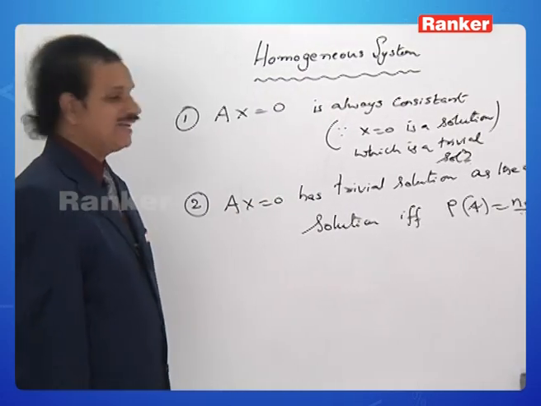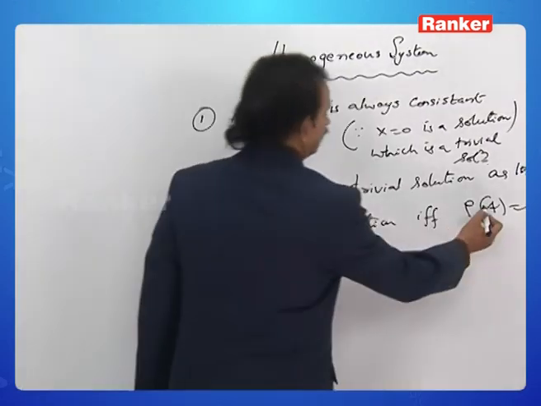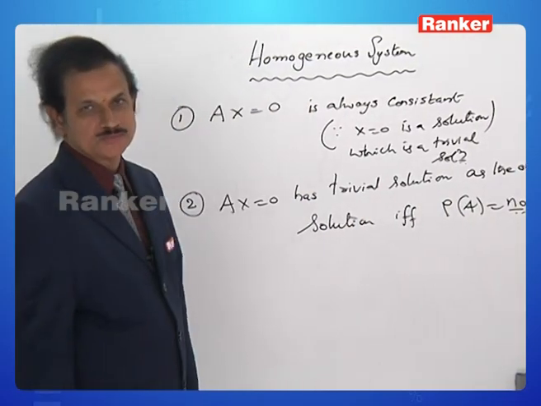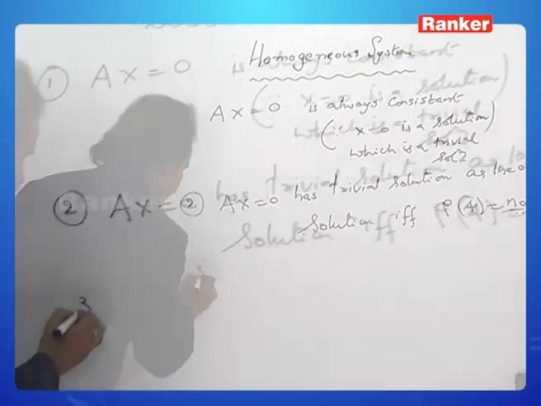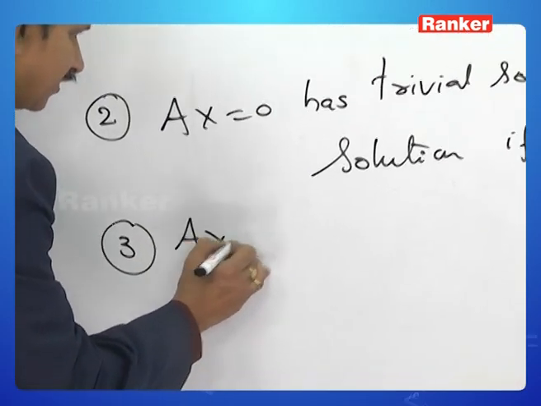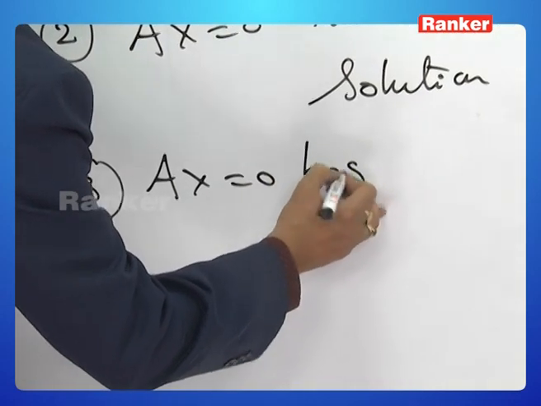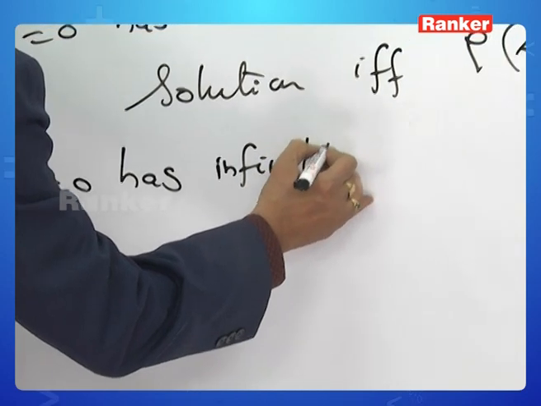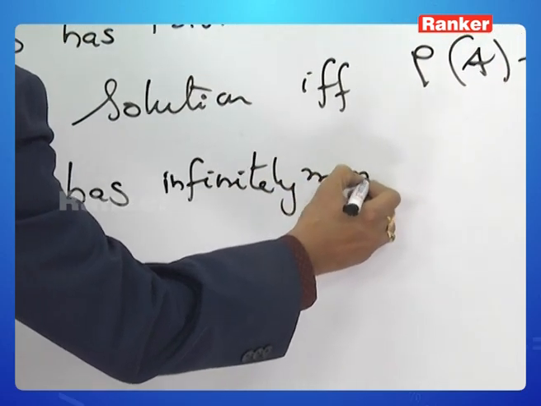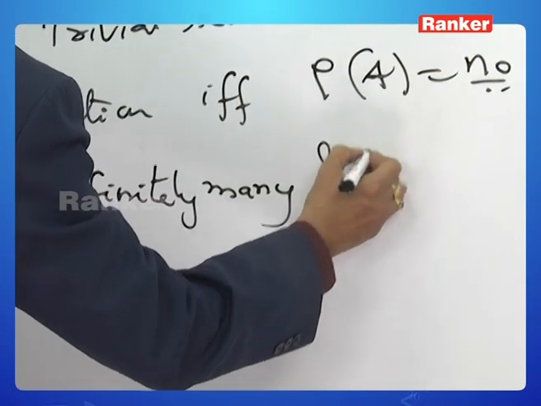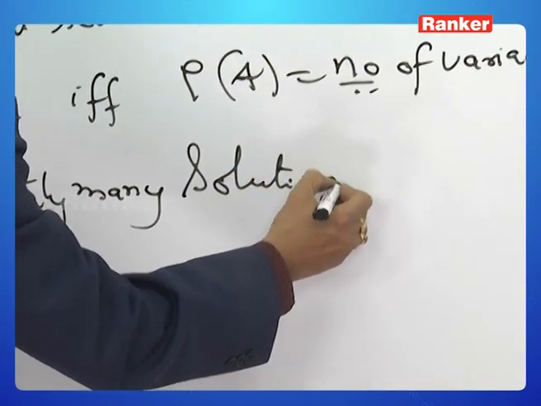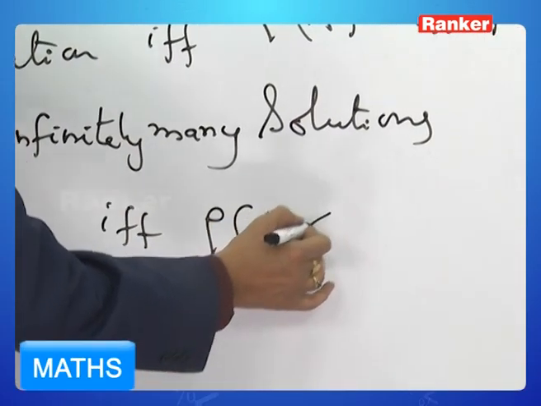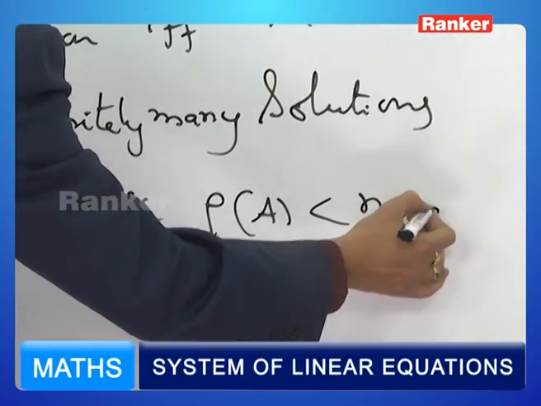if and only if rank of A, I think you could have recollected this symbol, rank of A is equal to number of variables. The third and last point, AX is equal to 0 has infinitely many solutions if and only if rank of A is less than number of variables.